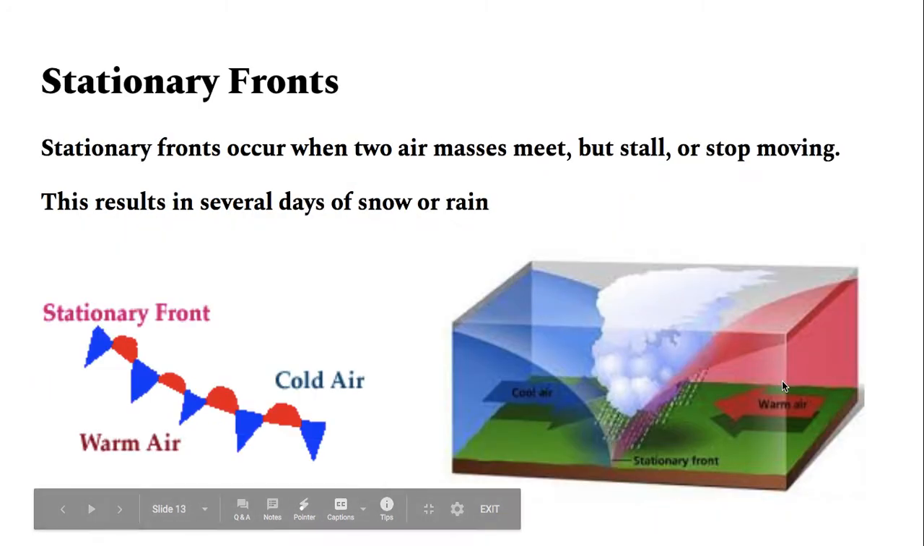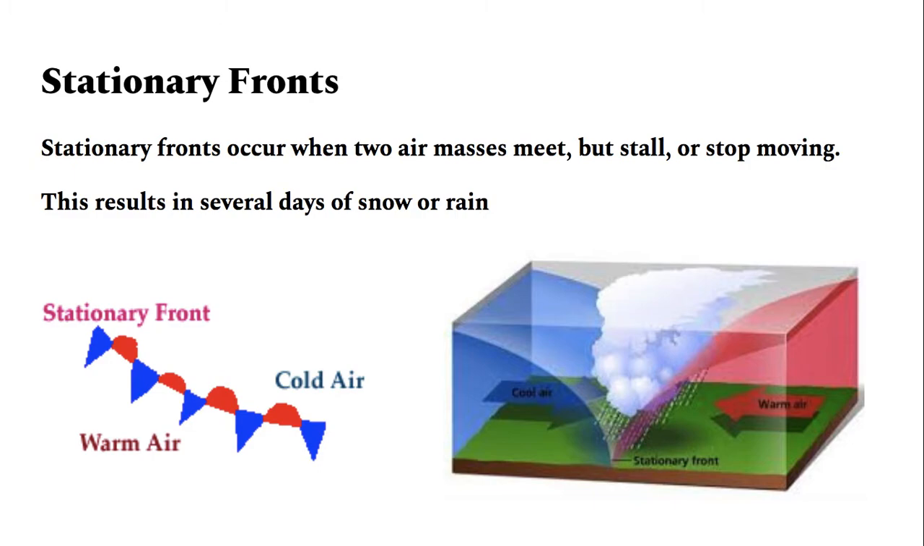All right, our third front is called a stationary front. A stationary front occurs when two air masses meet, but they stop moving. So stationary means you're not moving. This happens, you can get several days of rain or snow depending on what the temperatures are.